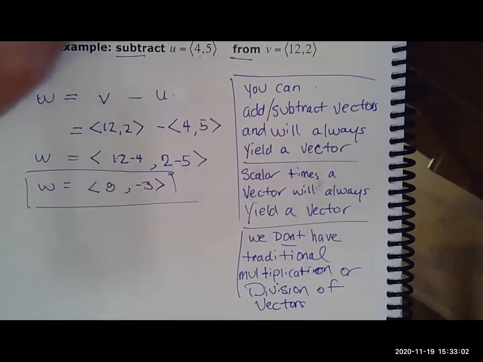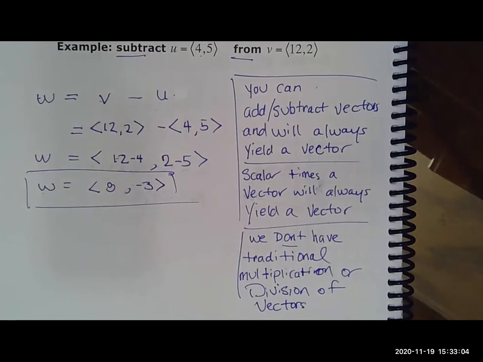Okay, we don't have multiplication of vectors the way you would think about what it would look like, like we'll do FOIL. It doesn't work that way. Or division of vectors, we don't have anything like that. So just adding, subtracting vectors, and then taking a number and multiplying it to a vector. And it'll always give you vectors.